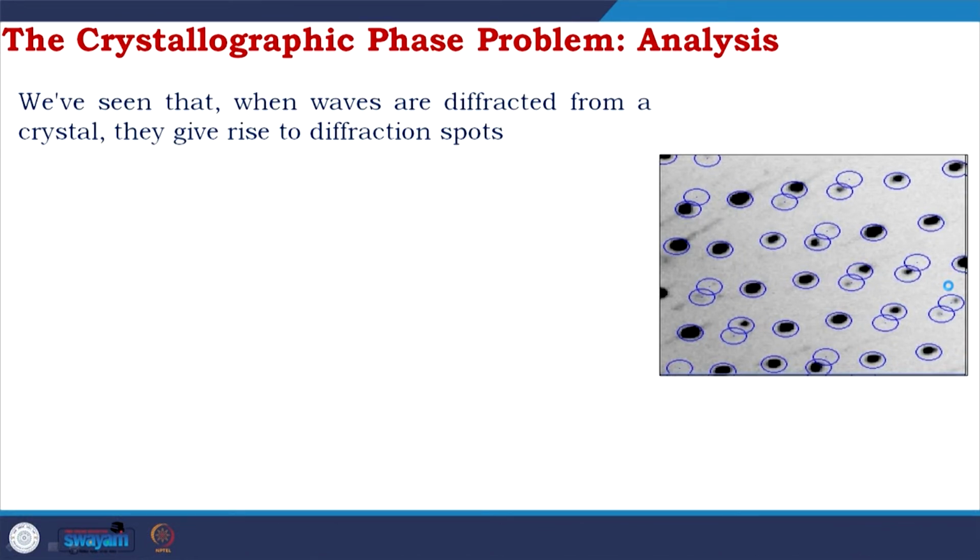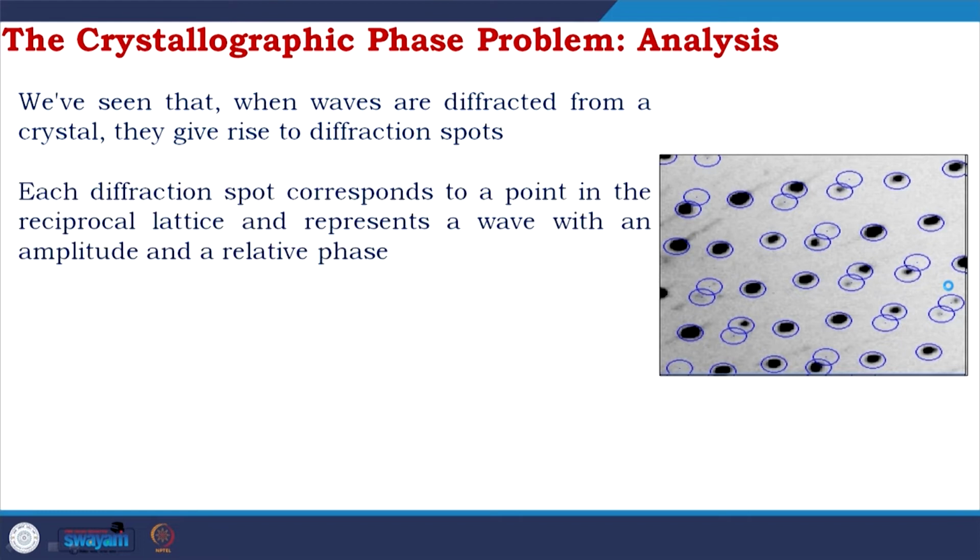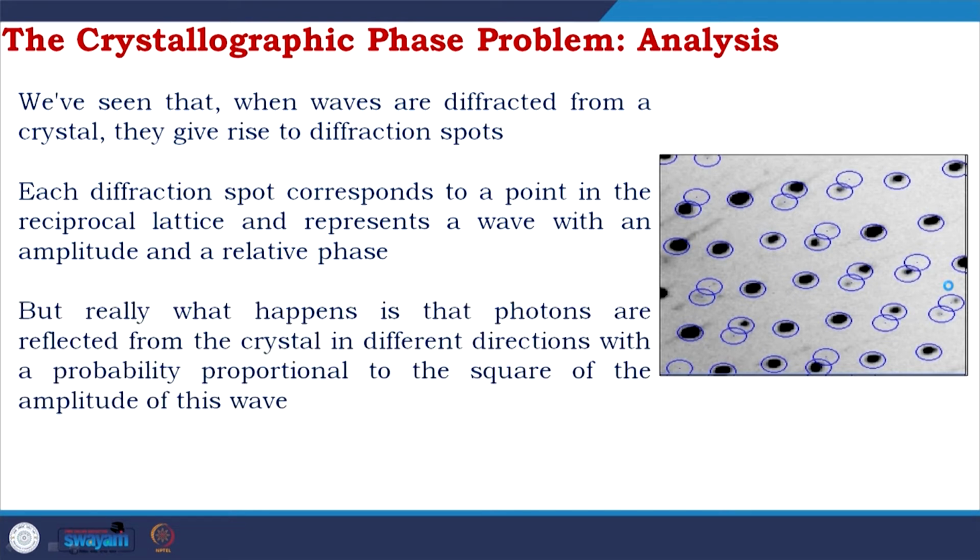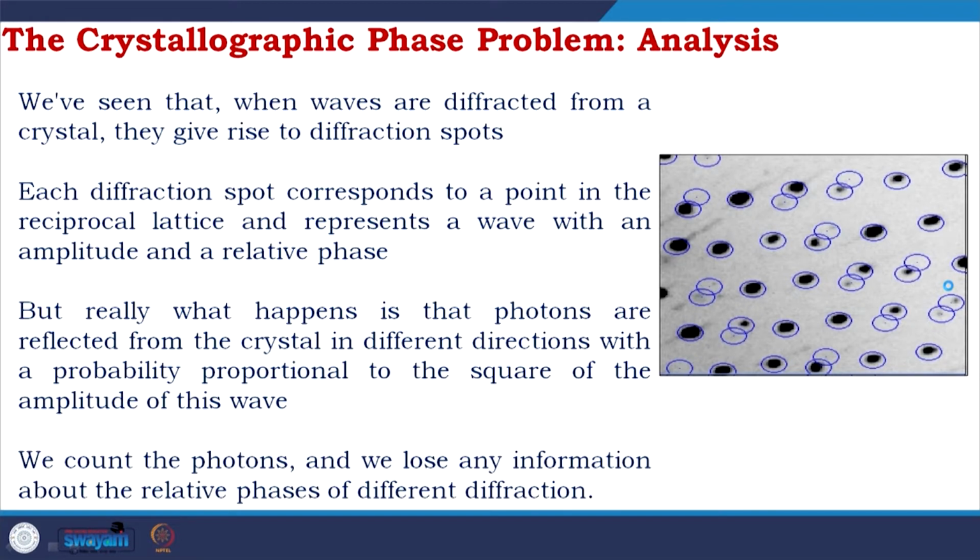We have seen that when waves are diffracted from a crystal, they give rise to diffraction spots. Each diffraction spot corresponds to a point in the reciprocal lattice and represents a wave with an amplitude and a relative phase. But in reality, photons are reflected from the crystal in different directions with a probability proportional to the square of the amplitude of this wave. We count the photons, but we lose any information about the relative phases of different diffractions.